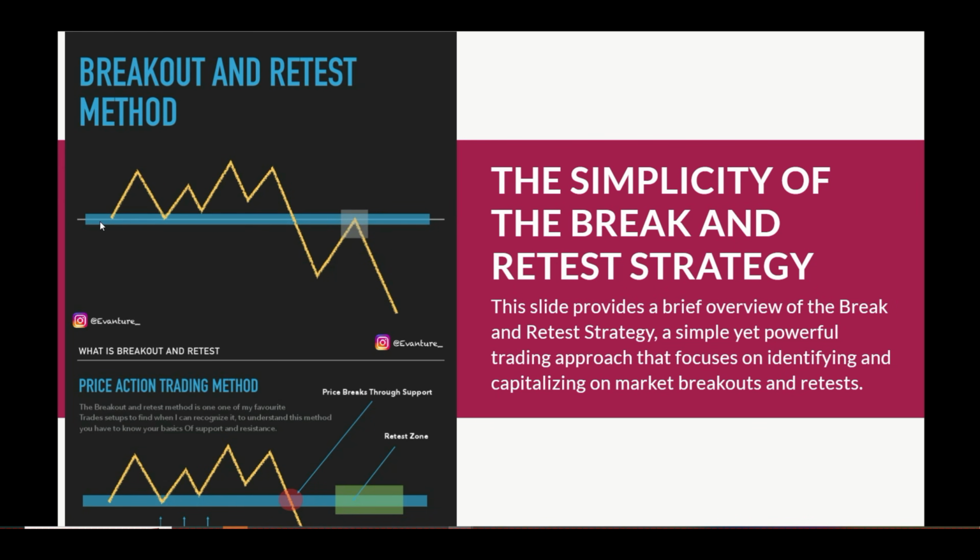We just mark out one zone, or in most cases two or three zones, and we have price bouncing up and down. We wait for that breakout, price falls through, comes back up, and then we just wait for the retest here and we let price fall. So this was a support level, price breaks through, comes back up to retest, and then price falls through, and vice versa if we're looking for a buy.